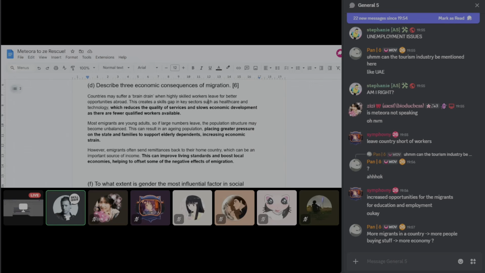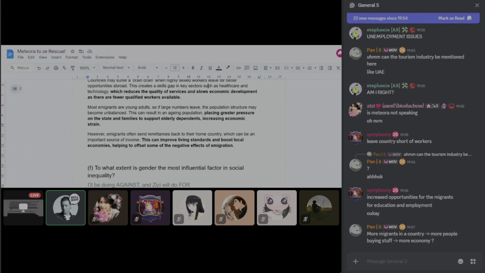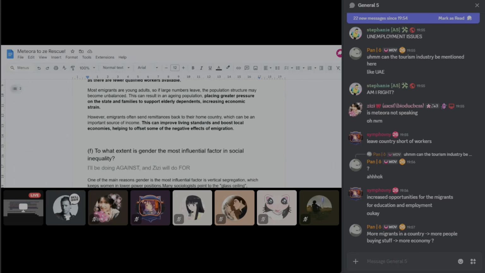However, now I'm giving a benefit, because consequence does not necessarily mean a negative side. Immigrants often need to send remittances back to their home country, which can be an important source of income. This can improve living standards and boost local economies, helping to offset some of the negative effects of immigration.